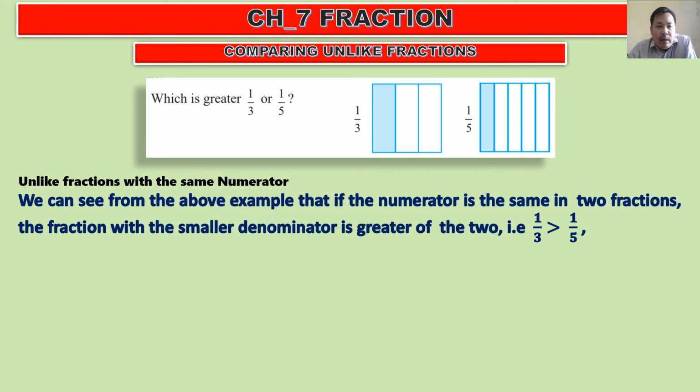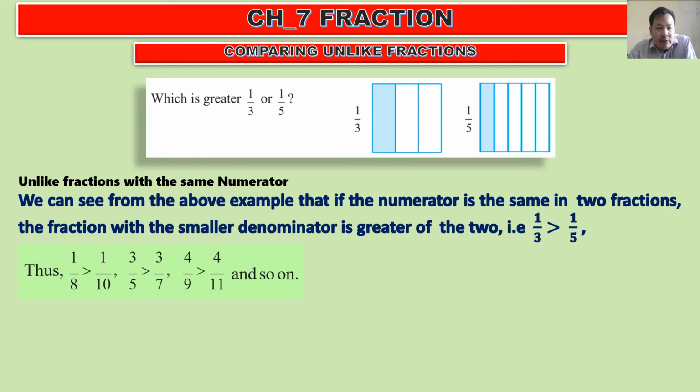We can see from the above example that if the numerator is the same in two fractions, the fraction with the smaller denominator is greater of the two. That is, 1 by 3 is greater than 1 by 5. Next, 1 by 8 is larger than 1 by 10, or 3 by 5 is larger than 3 by 7, and 4 by 9 is larger than 4 by 11.